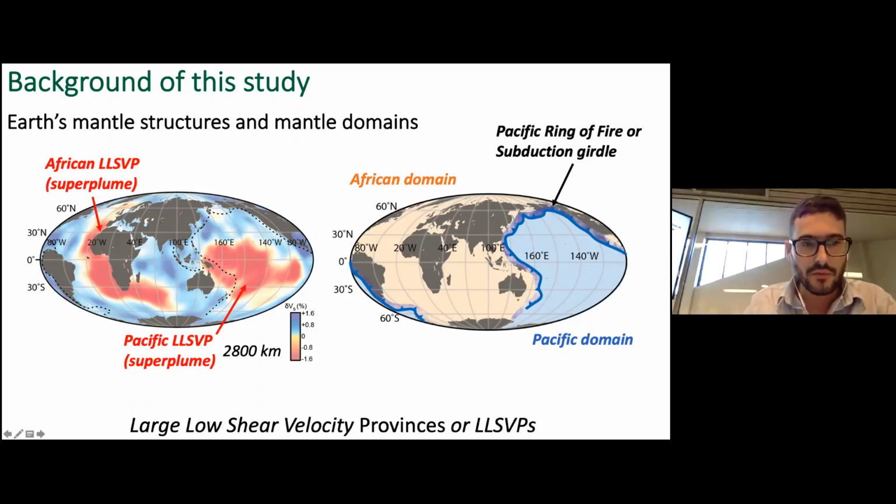But you have these structures down below, and on the surface, we have the Pacific Ring of Fire, or what we call the subduction girdle. It divides the two mantle domains we see. We have in blue here the Pacific domain, and in yellowish, the African domain. What's interesting is each mantle domain possesses an LLSVP, okay? And this is what we want to understand: how we came up with today's structures.